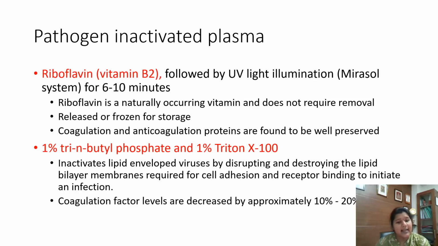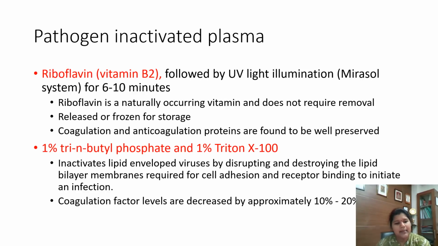The next method is riboflavin followed by UV light illumination, that is the Mirasol system. Here there is no need for removing the riboflavin because it is a naturally occurring vitamin and it does not require removal. It is released after the plasma is subjected to inactivation. It can be directly issued or it can be frozen for further storage. Coagulation and anticoagulation proteins are also found to be well preserved in this method.